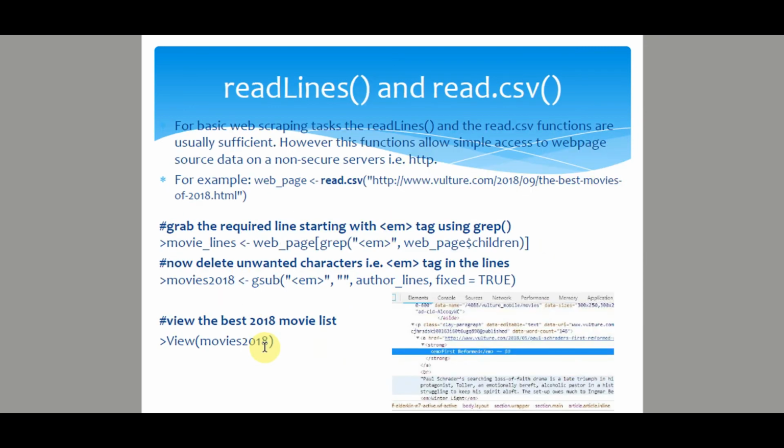Now for basic web scraping tasks, we can also use the readLines and read.csv functions. However, these functions allow simple access to web page source data on non-secure servers, that is HTTP. For example, read.csv, then the file URL. Then grab the required line starting with the em tag using the grep function. Using the gsub function, delete the unwanted characters, that is the em tag and extra spaces in the lines. Done. Then view the data using the regular view function.